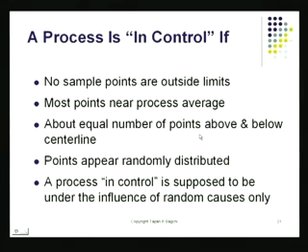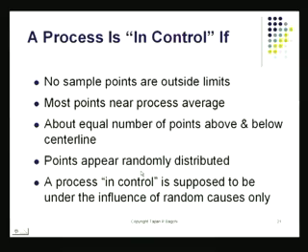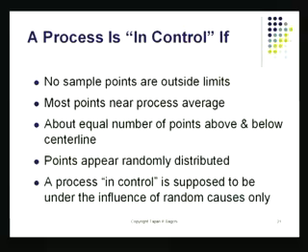About an equal number of points should be above and below the central line of the chart. That says the process is stable and staying pretty close to where it should be. Points appear to be randomly distributed. There is no biasing toward the upper side or the lower side of the chart. That sort of pattern is not there. In fact, it appears completely random. Then of course, the process is likely to be in control. We say that a process is in control when it's under the influence of random causes only.